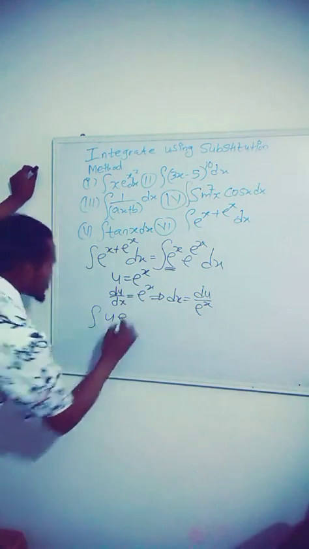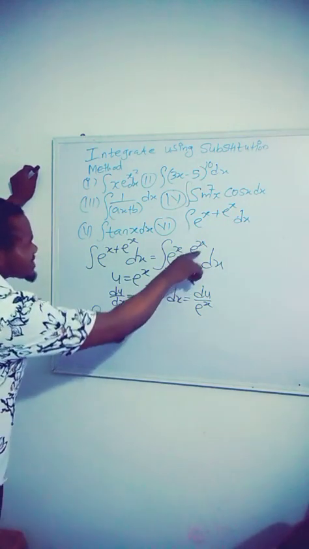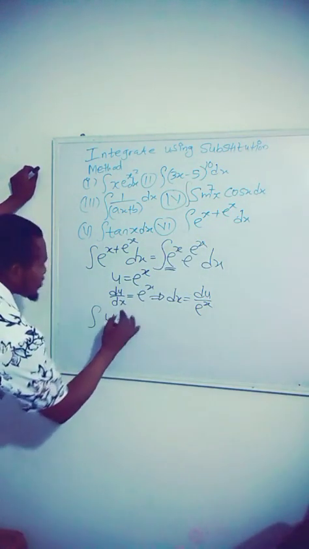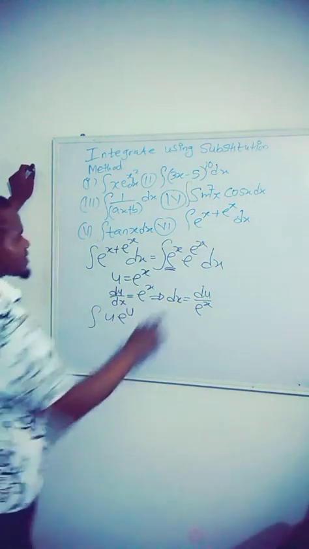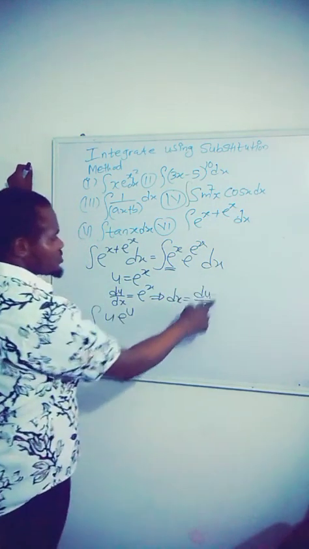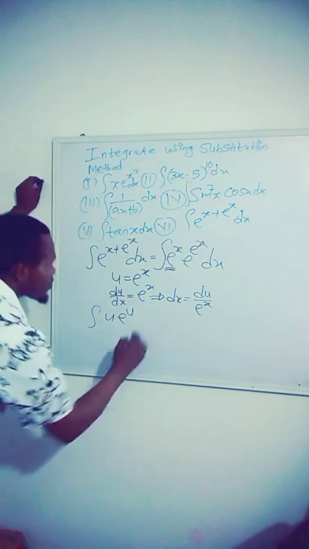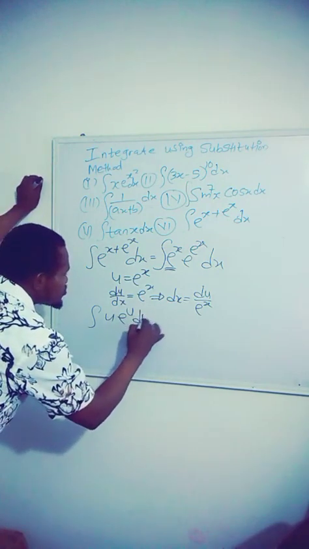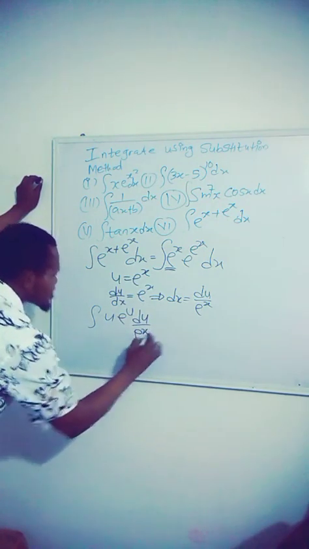This is u, which is u. We say let e raised to power x be u. So we're having this as u. Then dx is du over e raised to power x. So we're having du over e raised to power x.